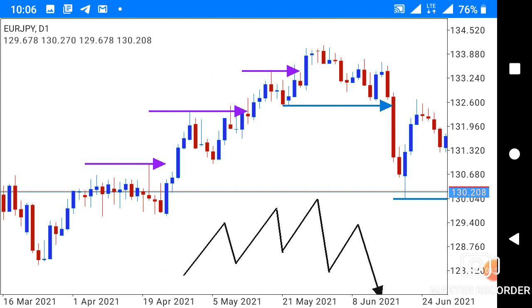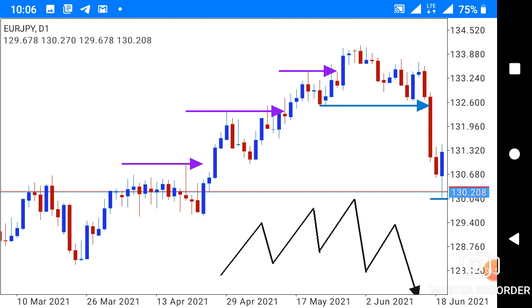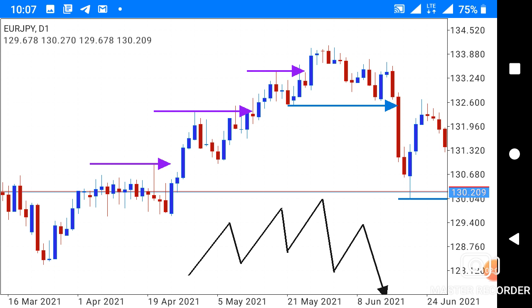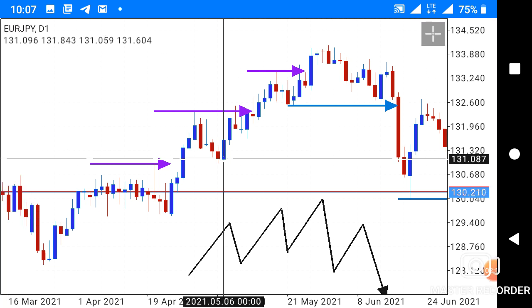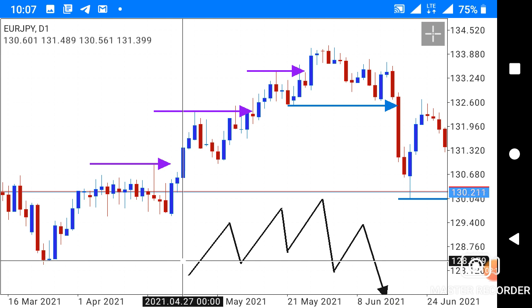There are three structures in the market: the uptrend, the downtrend, and the sideways market. But in today's video, we want to focus on only two of the three structures, which are the uptrend and the downtrend. In an uptrend, the basic rule is the market creating higher highs and higher lows. In a downtrend, you want to see the market creating lower highs and lower lows.